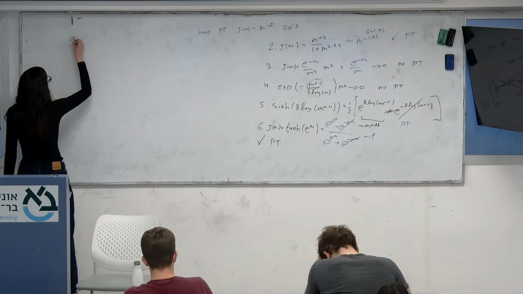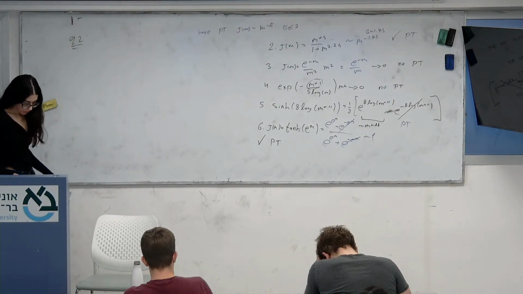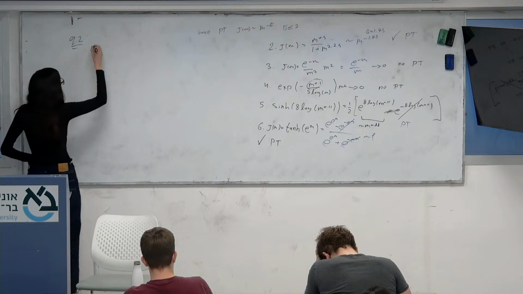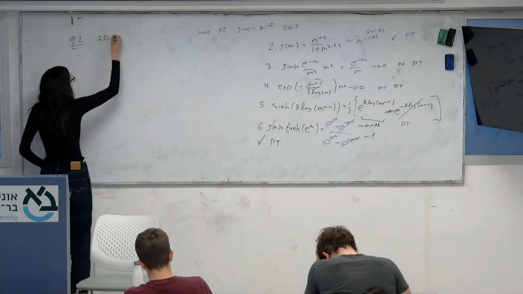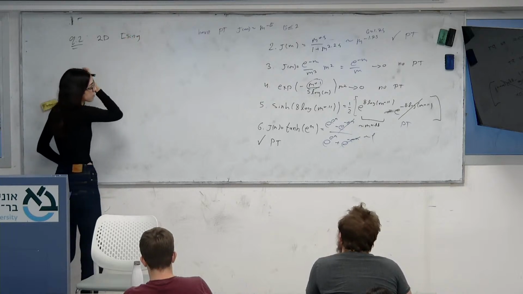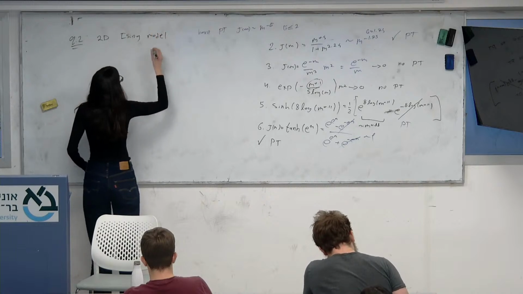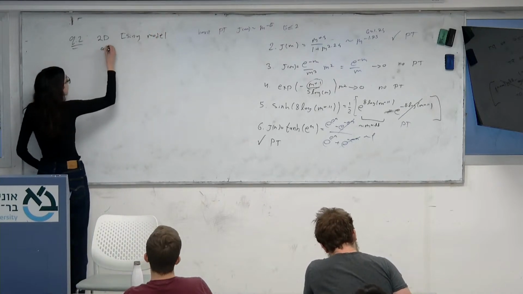Okay, so that's the same test, question 2. You're given a two-dimensional Ising model. This is also a phase transition question. And now it's anti-ferromagnets.